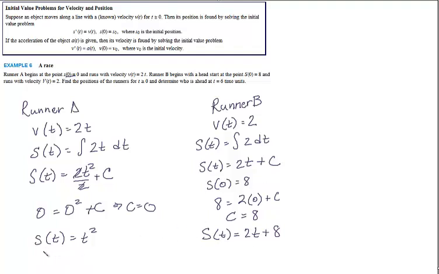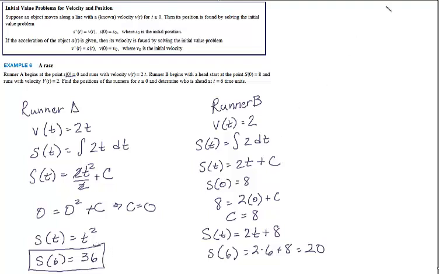So it looks like runner A is running on a t squared, so I know he's going to move quicker at the end, but this guy looks like he has a head start of 8. They want to know what time is 6, so s of 6 is 6 squared, which is 36, and s of 6 here is 2 times 6 plus 8, so 20. Who's ahead? Runner A. All you gotta do is give him a little time and he'll be ahead by a long shot.